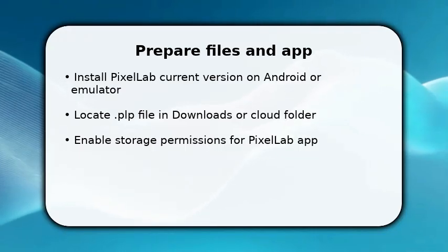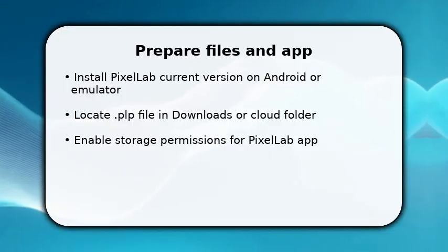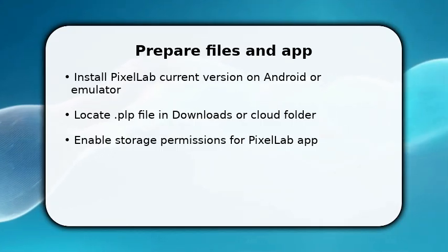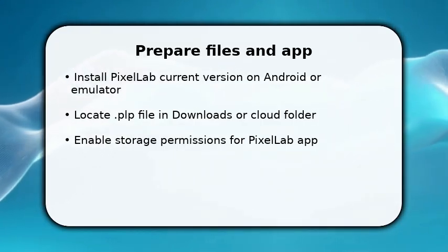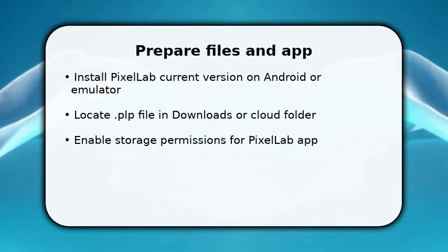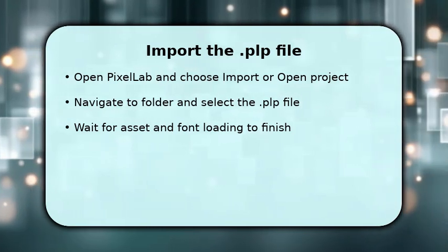You start by making sure Pixellab is installed and has storage permission. This lets the app access the PLP file. Once done, move the PLP into an easy folder like Downloads so you don't hunt for it. You should also confirm the PLP is not zipped. If it is, extract it first. This first action saves time and prevents permission errors, and it sets you up to import cleanly without interruptions or file mismatch issues.